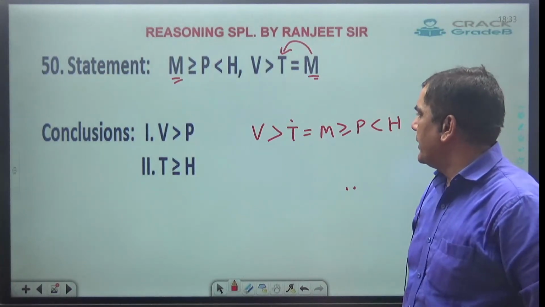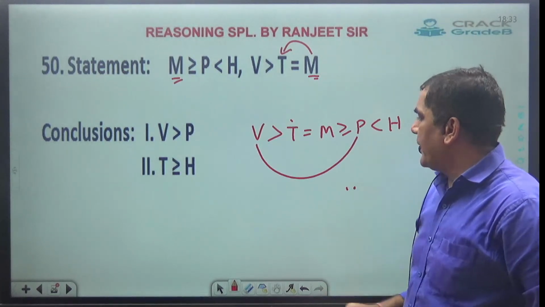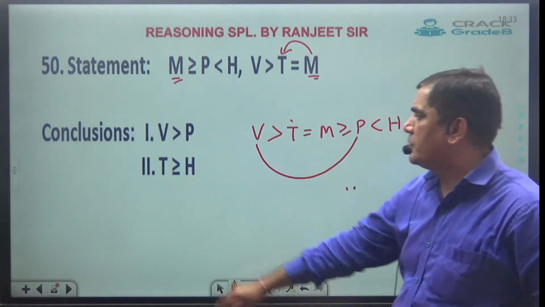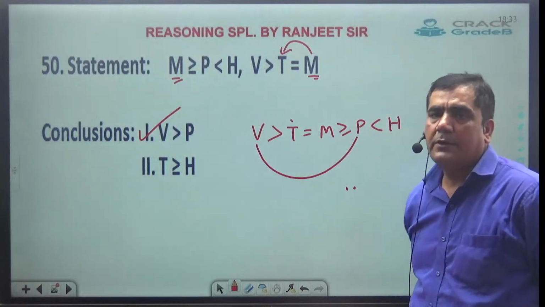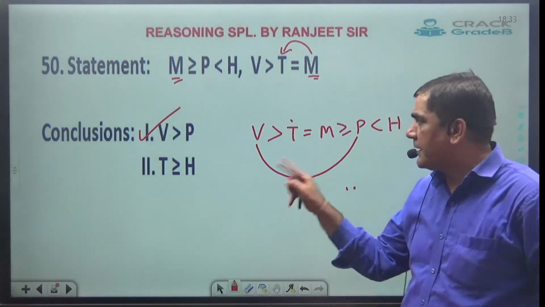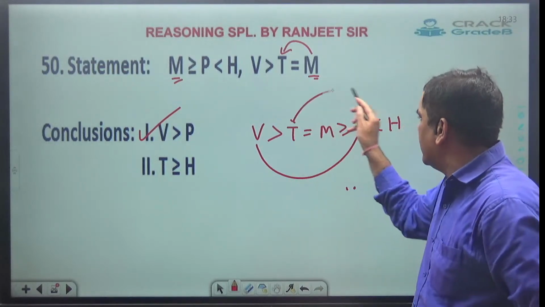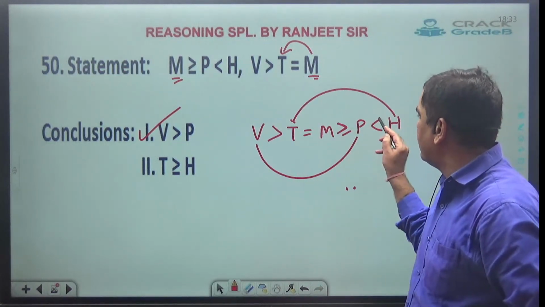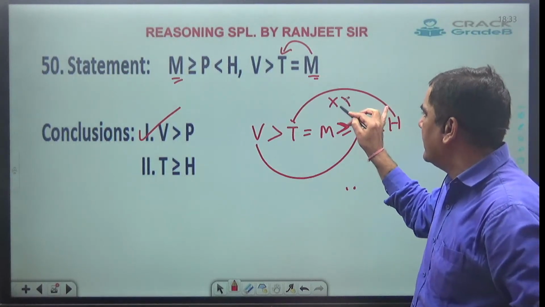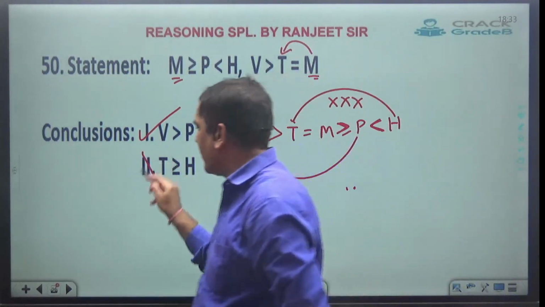Done. First one, V and P. All the faces are towards V, equal to is not there, first is correct. Next one, T and H. Between T and H, both the faces have come. No relation is possible. The answer will be second is wrong.